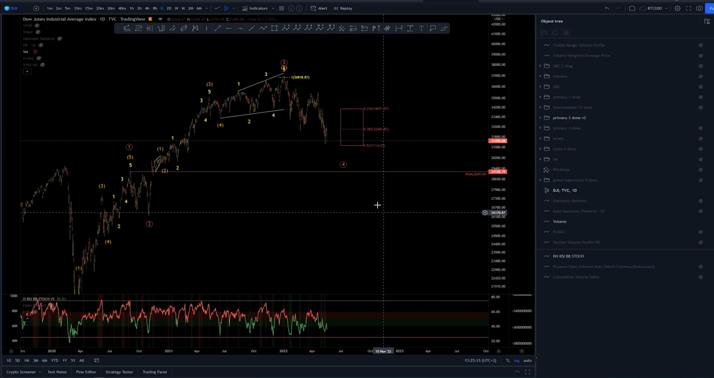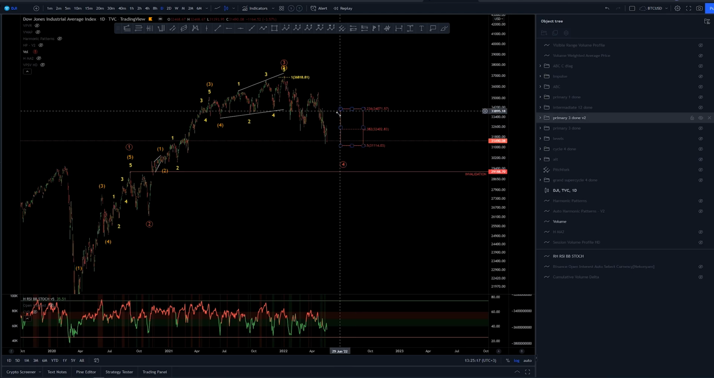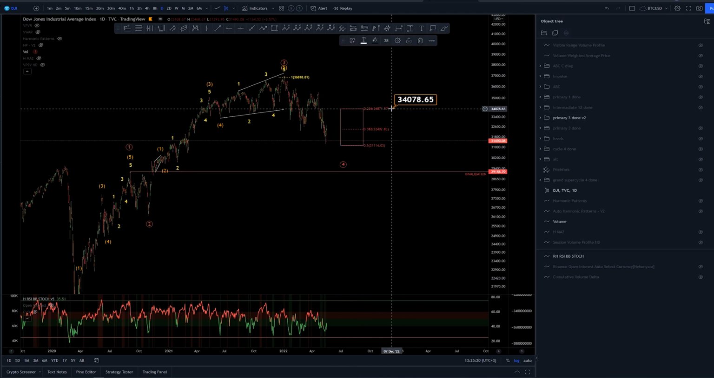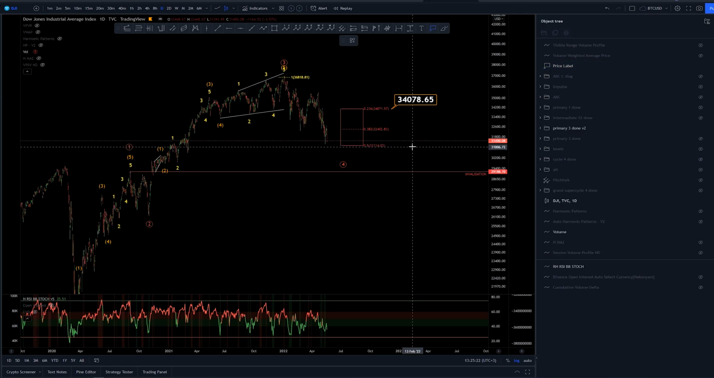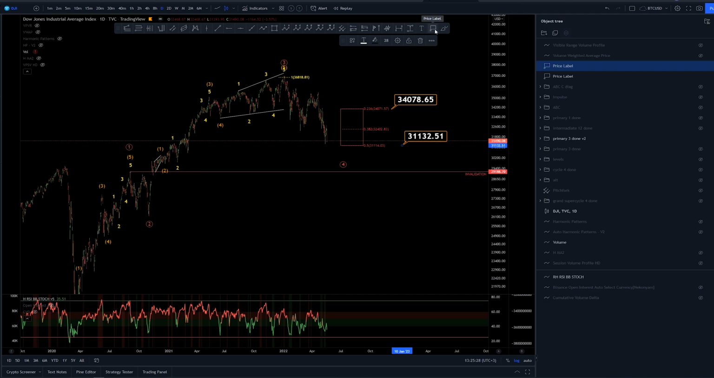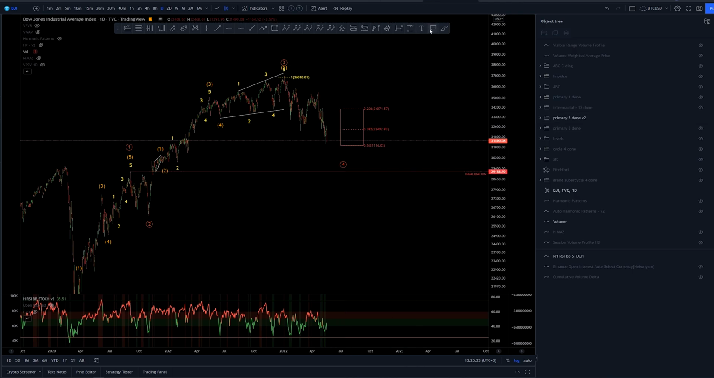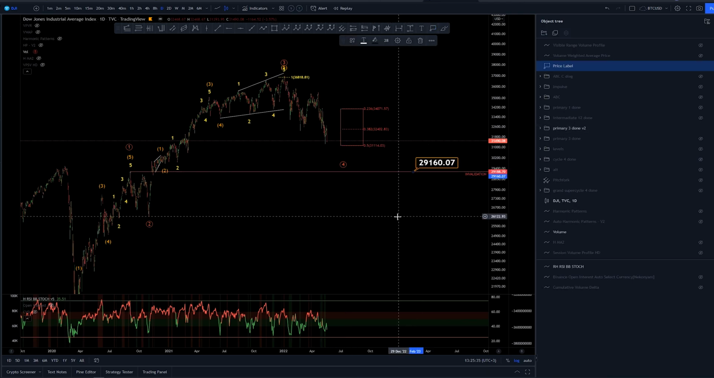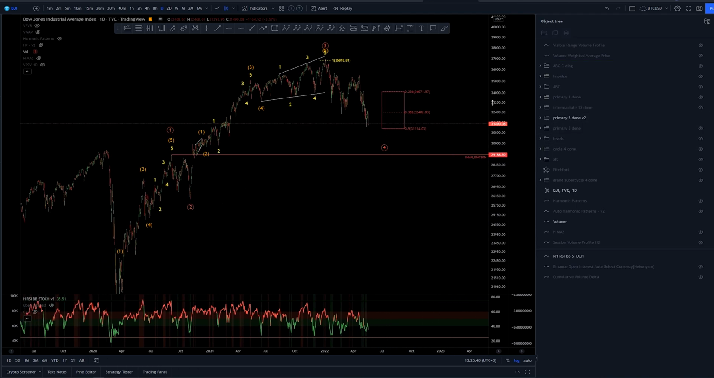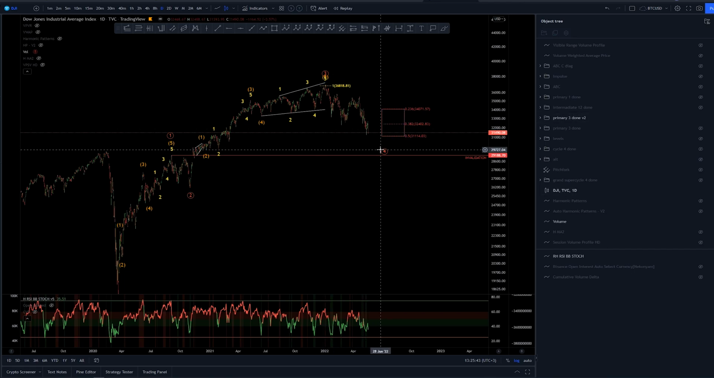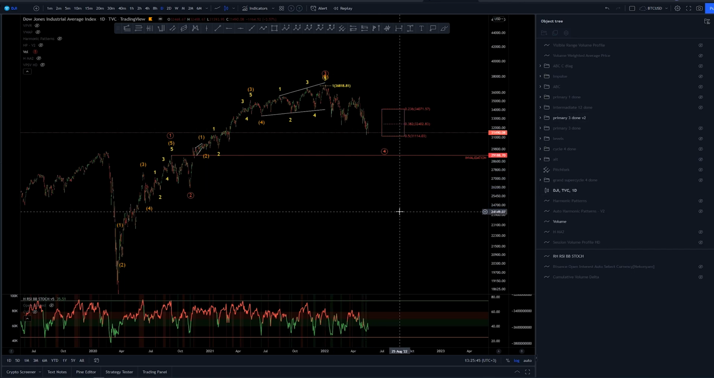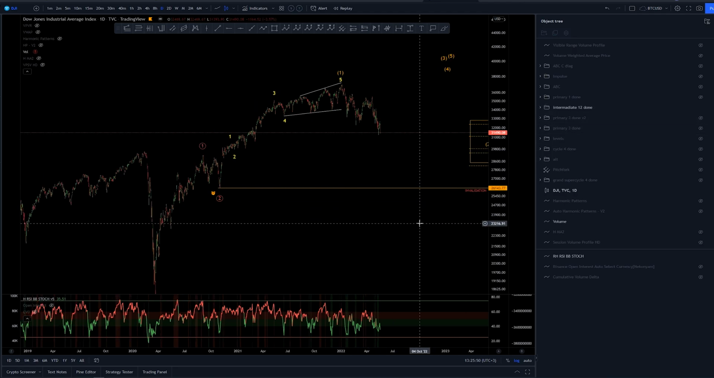Now after that point we have targets for wave 4 in this box. From the top, minimum target 34k and 31k is the max we would like to see on this one. Invalidation, however, is all the way down here at $29,160. Now as price looks to be coming down quite fast, we have to be looking at alternate counts if this one gets invalidated. So let's take a look.